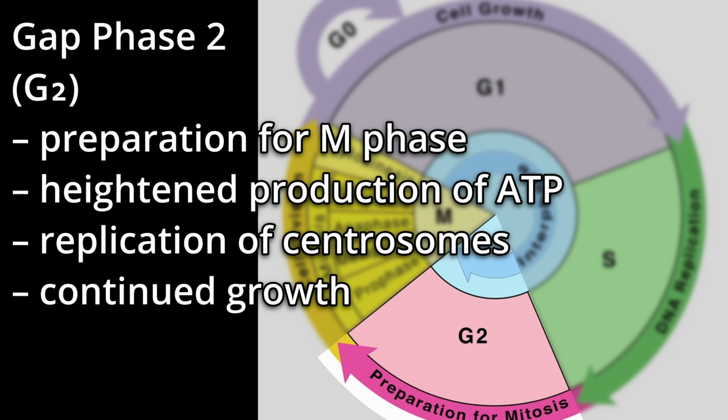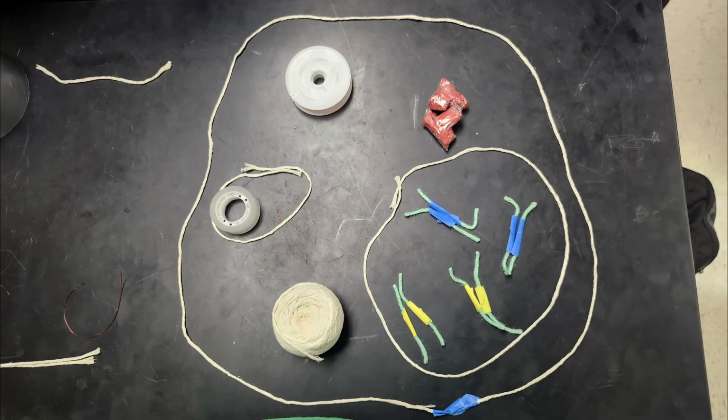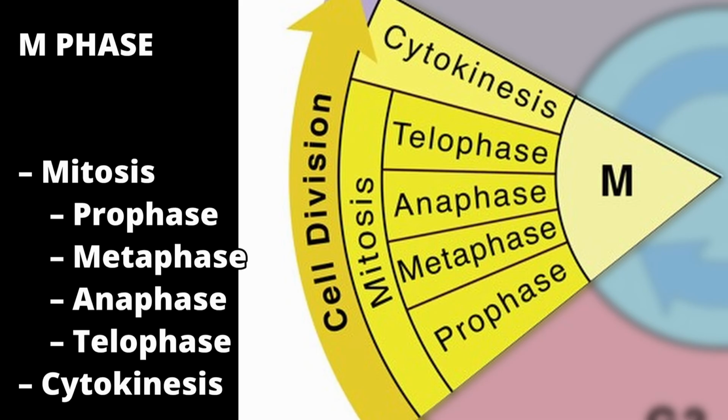Gap phase 2. During gap phase 2, a cell is growing and producing proteins just like in gap phase 1. The DNA in the nucleus has already been duplicated, and the cell is approaching mitosis. A lot of ATP is being produced during this phase.